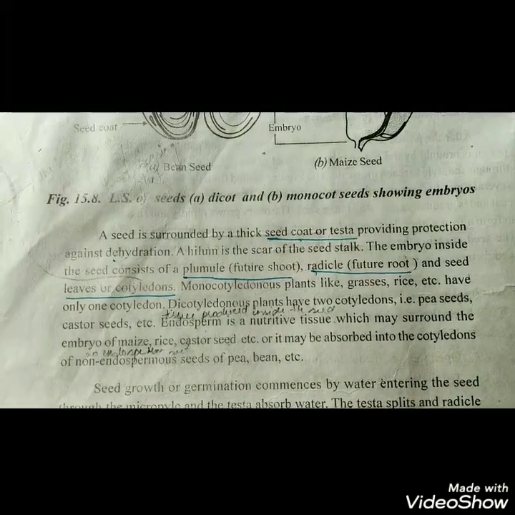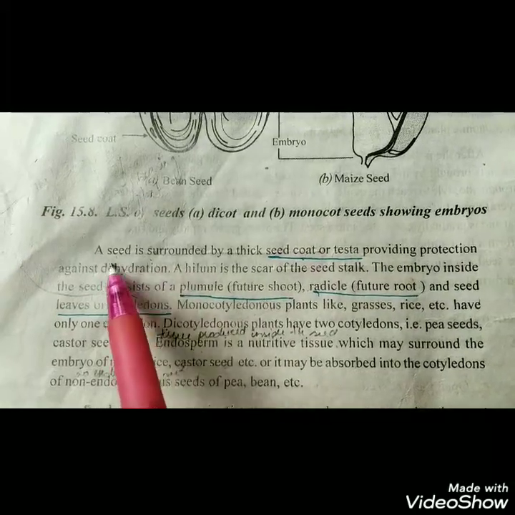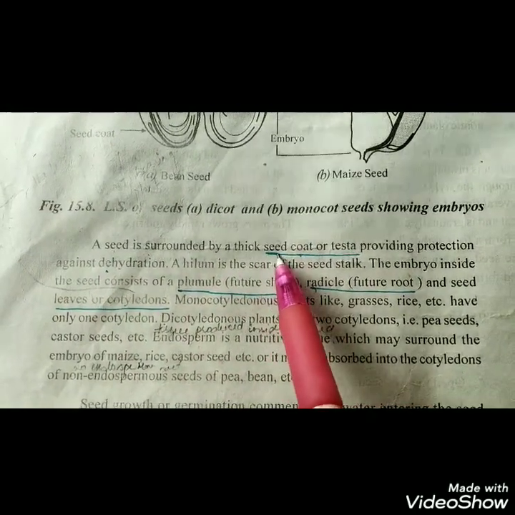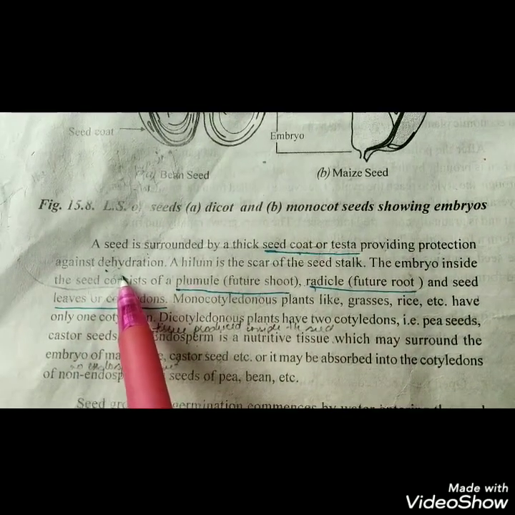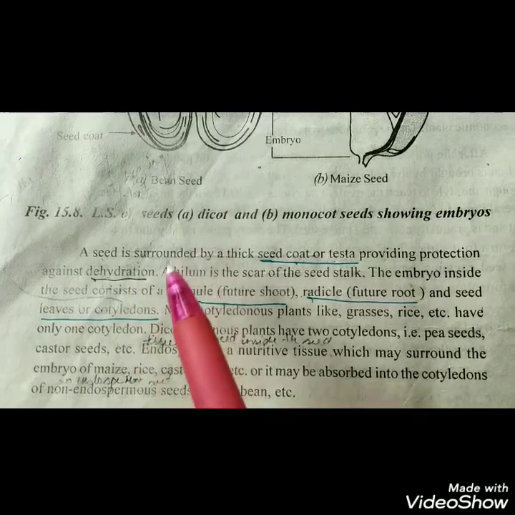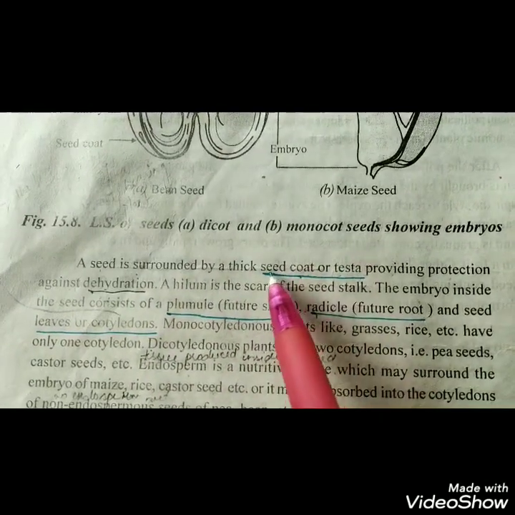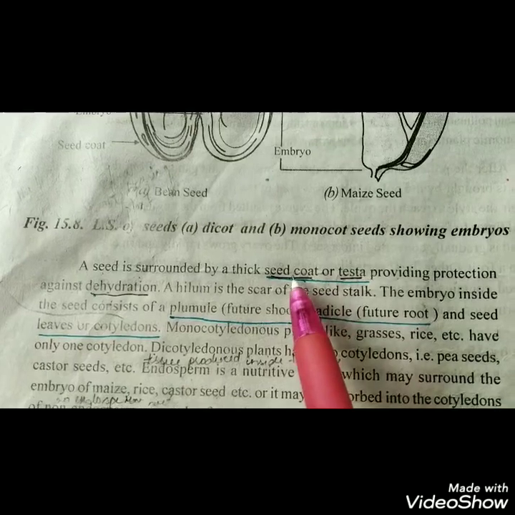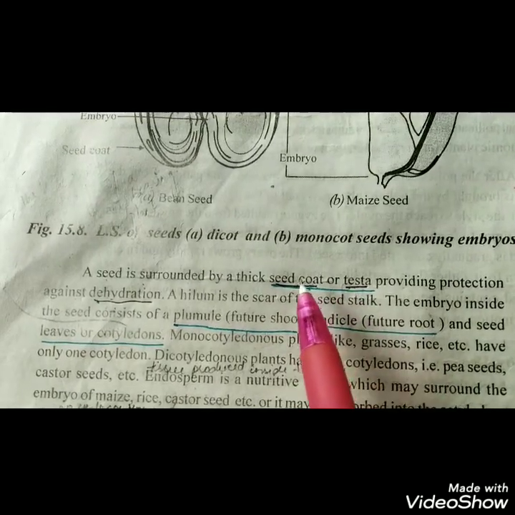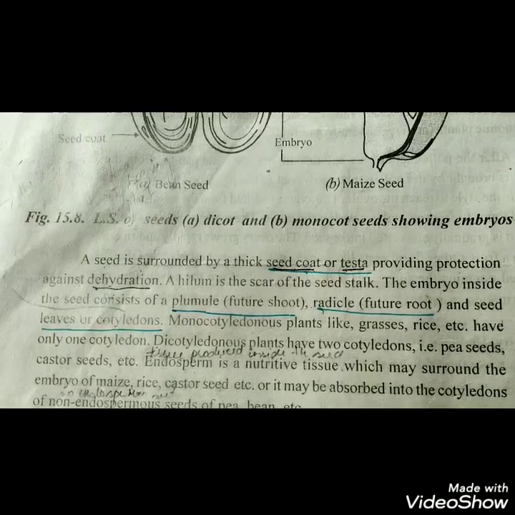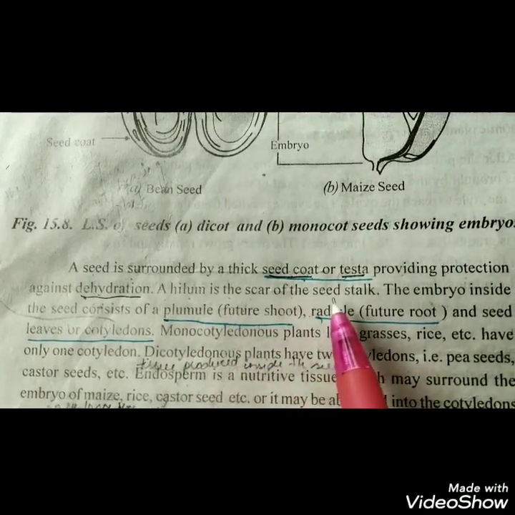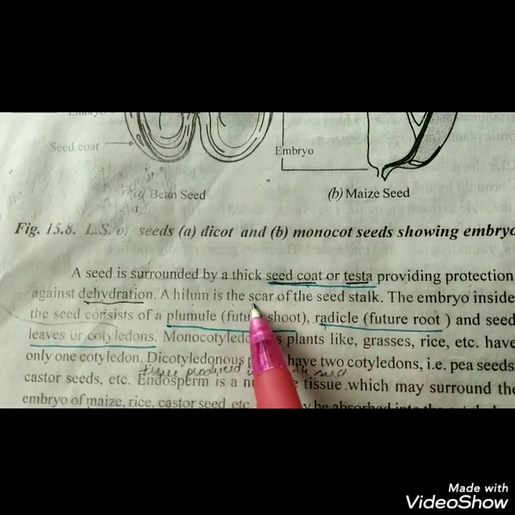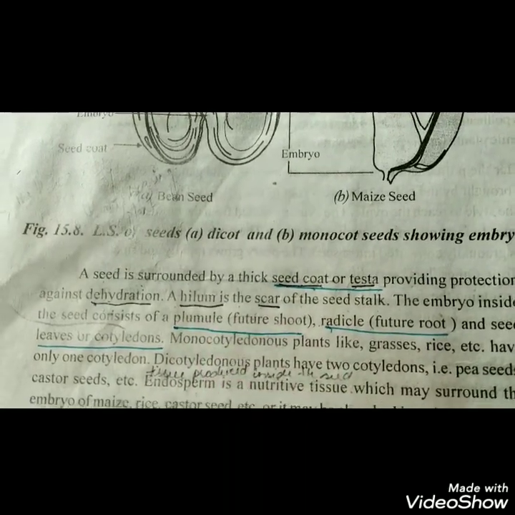Now let's see the structure of the seed. A seed is surrounded by a thick seed coat or the testa, providing protection against dehydration. Dehydration means loss of water. So the seed is covered by the seed coat or the testa. The function of the seed coat is that it does not allow any loss of water from the seed to the outside. A hilum is a scar of the seed stalk. So inside the seed there is a scar which is called the hilum.